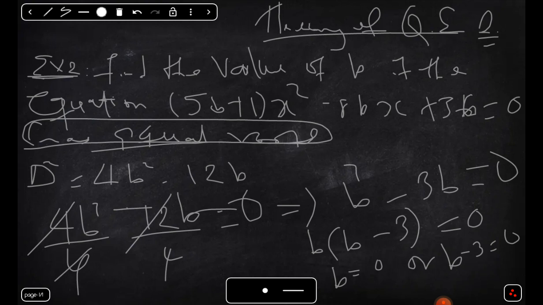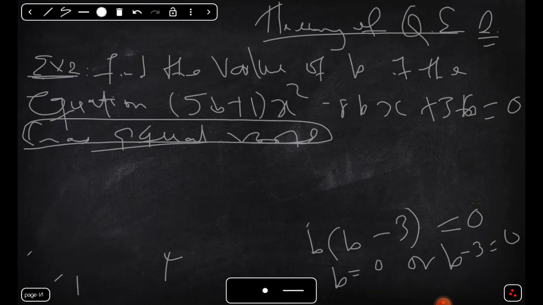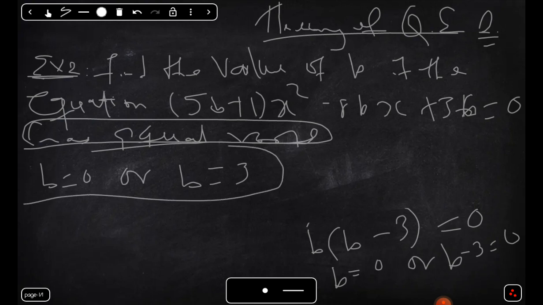Simplifying, we obtain b equal to 0 or b equal to 3, which are the two values when the roots are equal. Remember that? That is what we need to obtain, and this solves the problem.